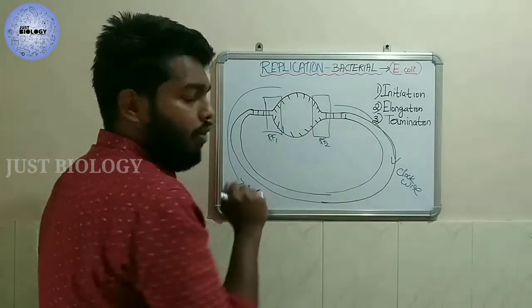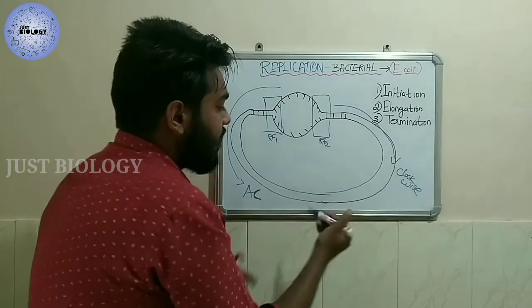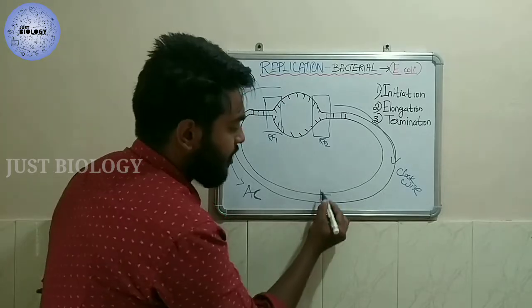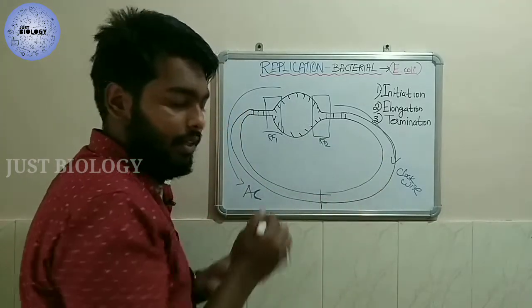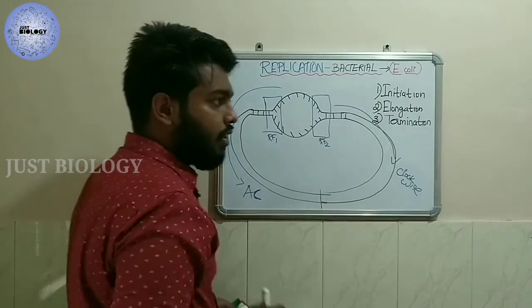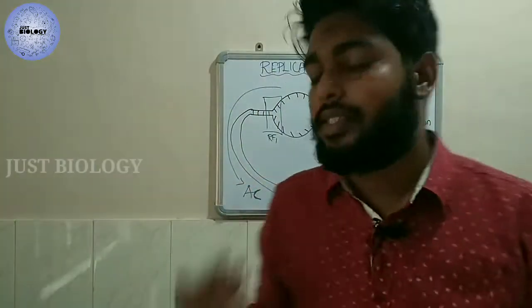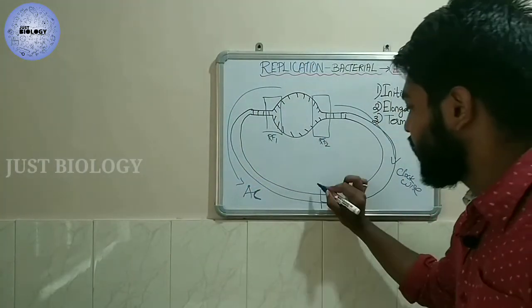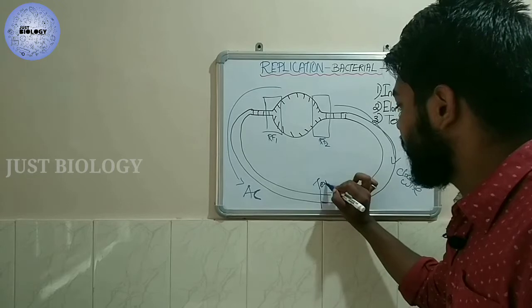These two forks will meet at a particular point. Let's say this is the point where they meet together. This point we can call the termination site, or T site.